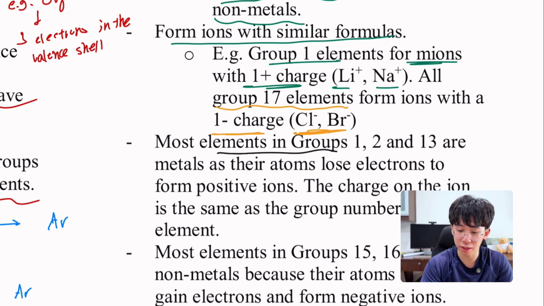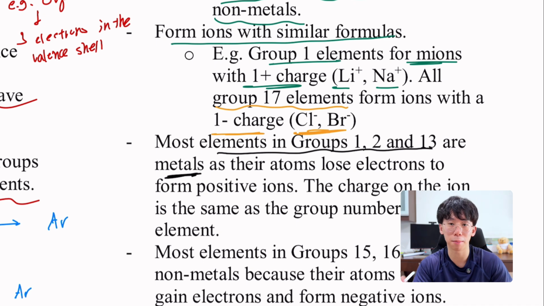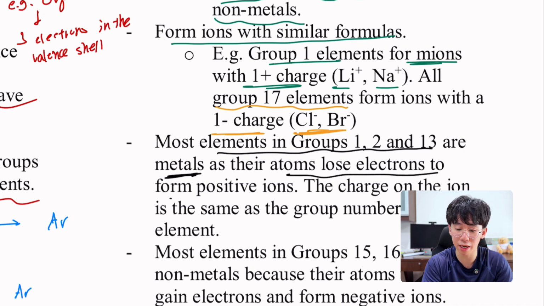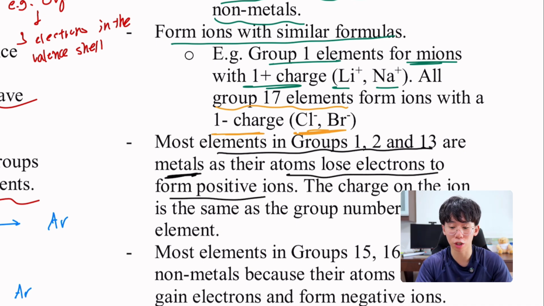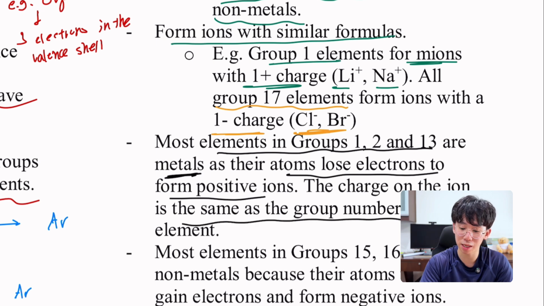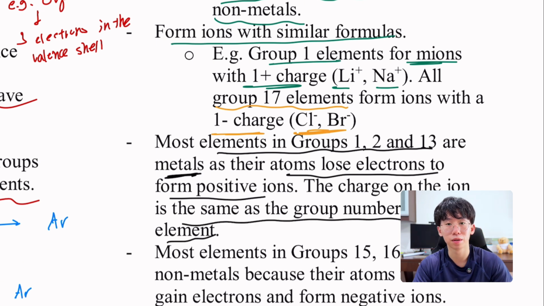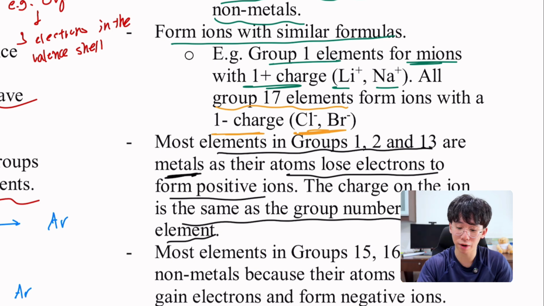Most elements in groups 1, 2, and 13 are metals, as we have described before, because these atoms tend to lose electrons to form positive ions. So the charge on the ion is the same as the group number of the element. You will see that elements in group 1 tend to have a 1+ charge, elements in group 2 tend to have a 2+ charge, and elements in group 13 tend to have a 3+ charge.